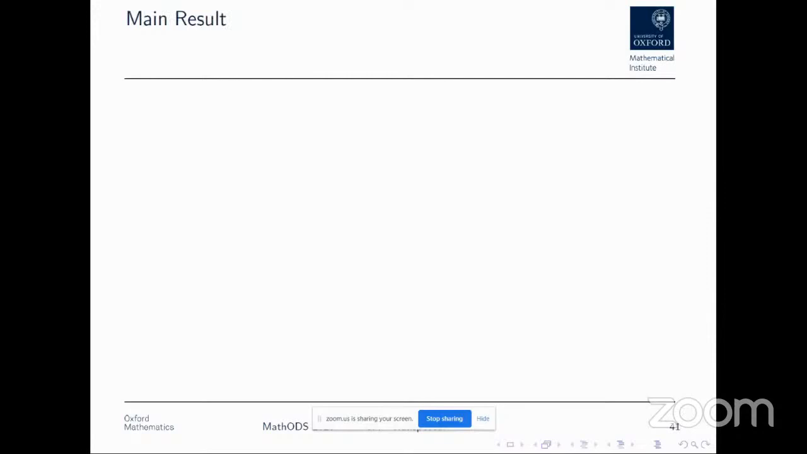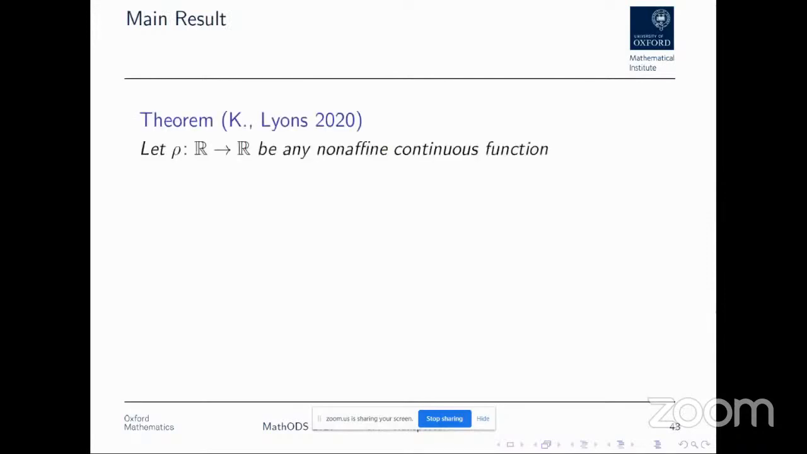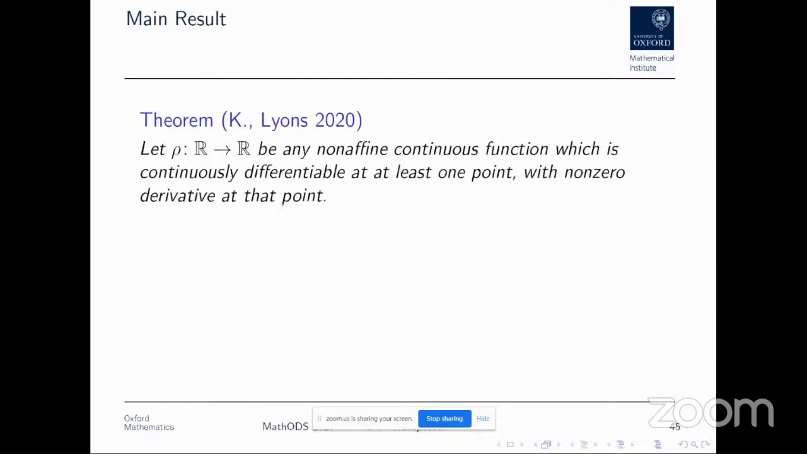And then the main result that we've got is to say that if we now have any non-affine continuous function, which is continuously differentiable at least one point with non-zero derivative at that point, so that's a technical condition, which I will try and discuss in a little bit more detail in a moment. But for now, I want you to appreciate this is an incredibly weak condition, right? We're just saying that at some point we're differentiable with non-zero gradient. And so any activation function you might practically imagine using will actually satisfy this condition.